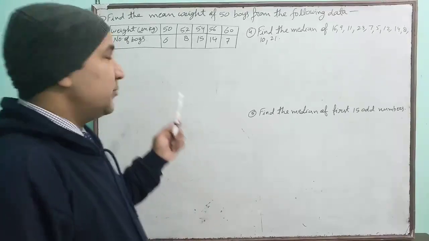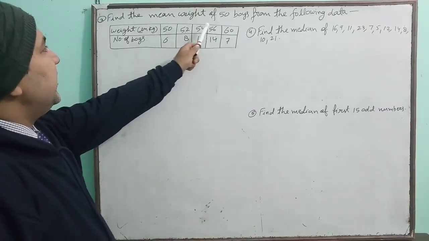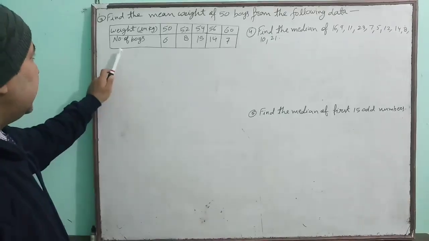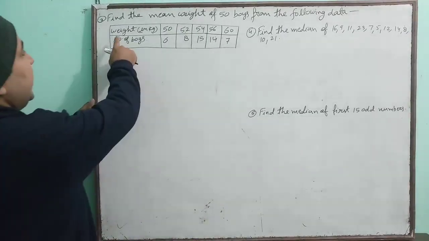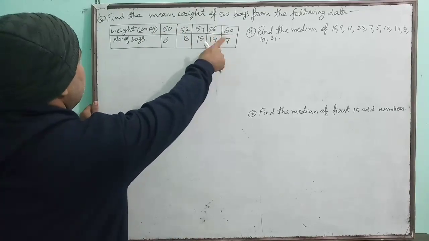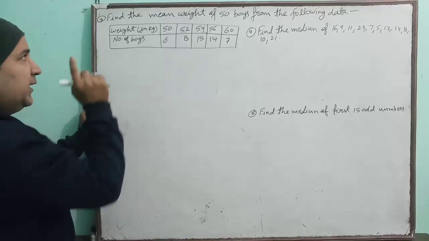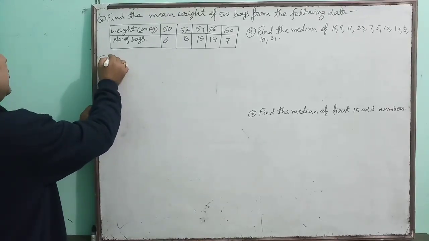Okay, now see question number 3. Find the mean weight of 50 boys from the following data. Now see, here the data is given where weight will be called the observations and number of boys will be the frequency. In this case, how will you find the mean?